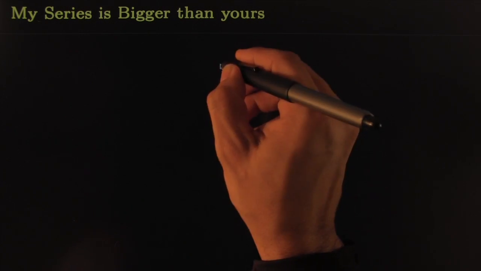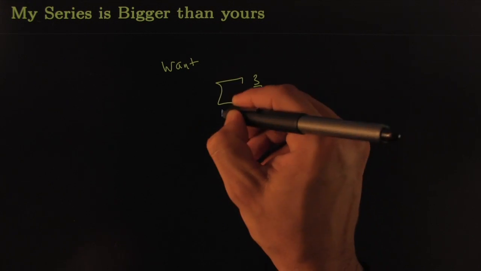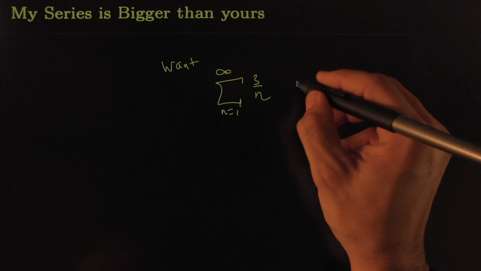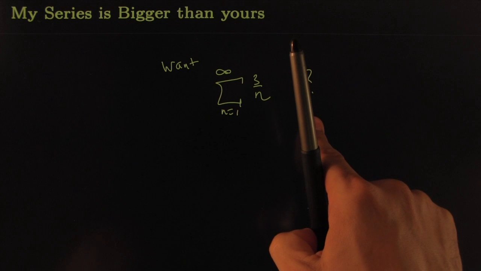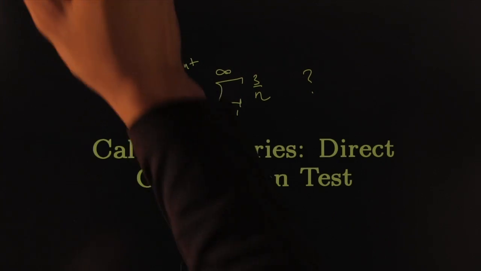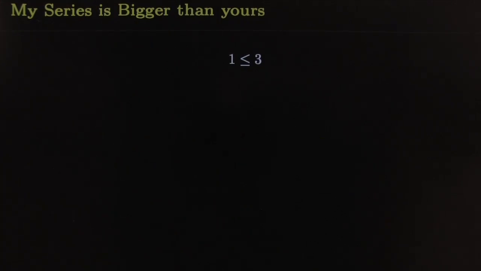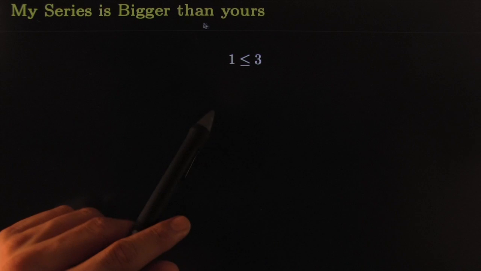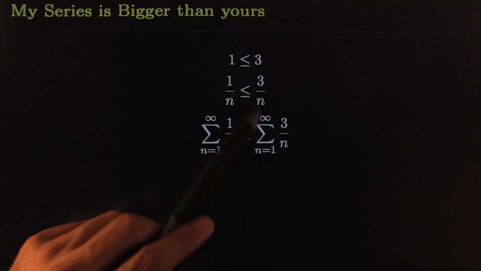Suppose I want to prove that this series, 3 over n, as n goes from 1 to infinity, converges or diverges. Here's what we can do. We start off with some logical stuff. We're going to compare it to the one I just wrote, which is famous. It's called the harmonic series. Here we go. So we start off with a simple statement. 1 is obviously smaller than 3. That would force 1 over n to be smaller than 3 over n.